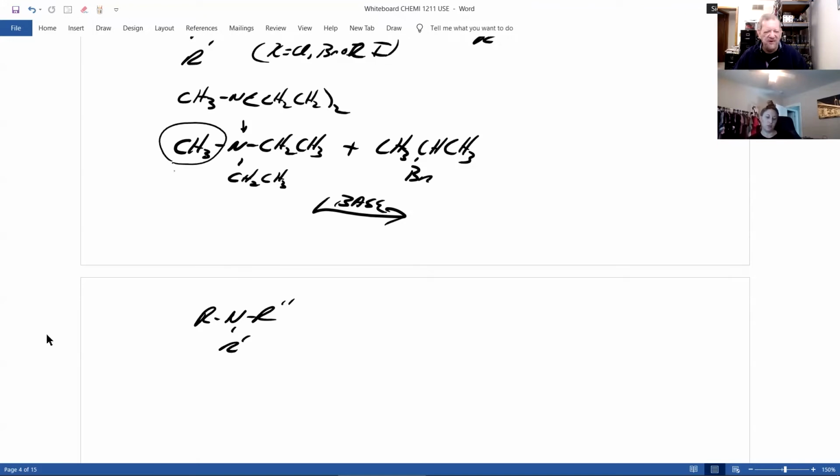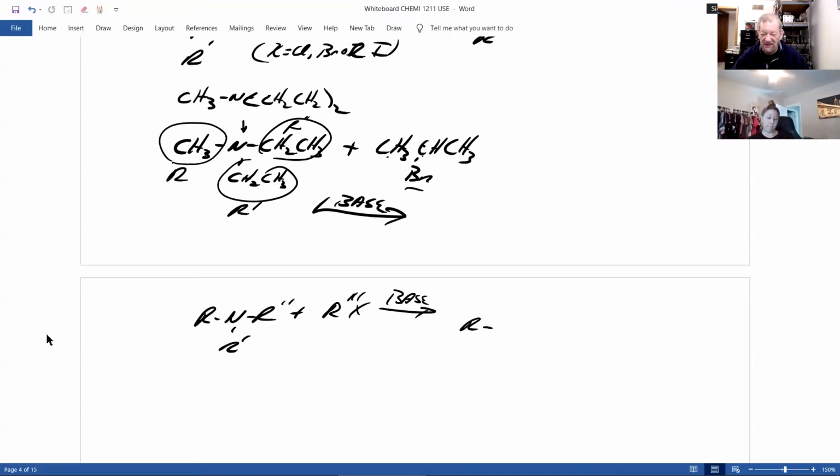And it doesn't matter which one you call R prime and R double prime, they stay stuck, bonded to the nitrogen. And here we have a halogen on a carbon. This is an alkyl halide. And in the presence of base, you make a quaternary ammonium salt, something very near and dear to my heart. And remember, X here can be chlorine, bromine, or iodine. And the carbon with the halogen is the carbon the nitrogen is bonded to in the quaternary ammonium salt.